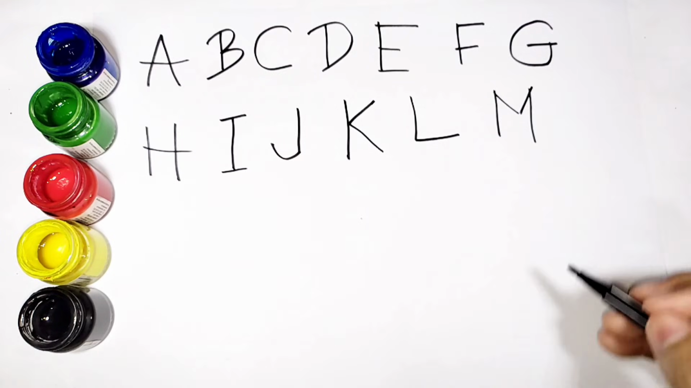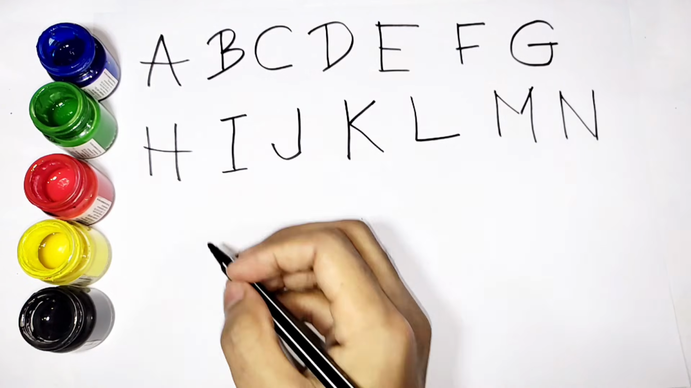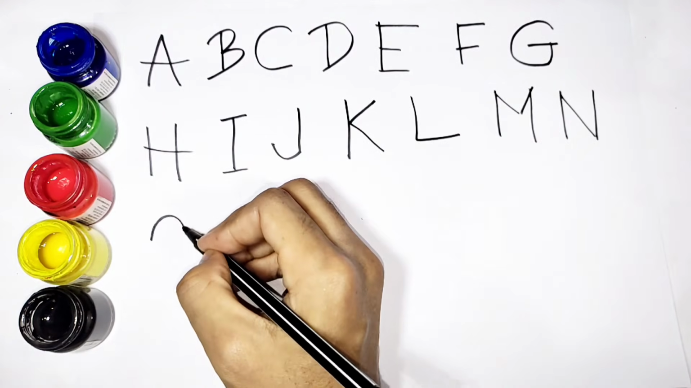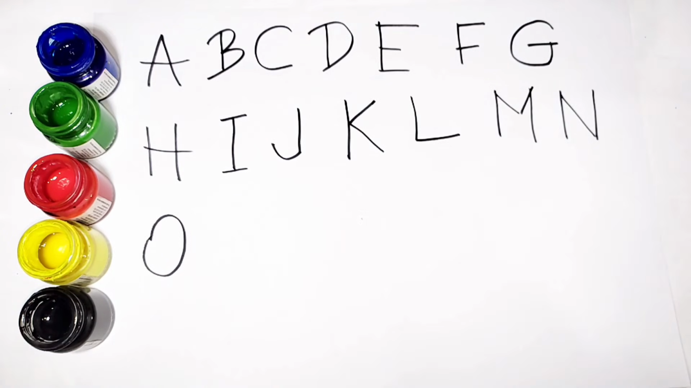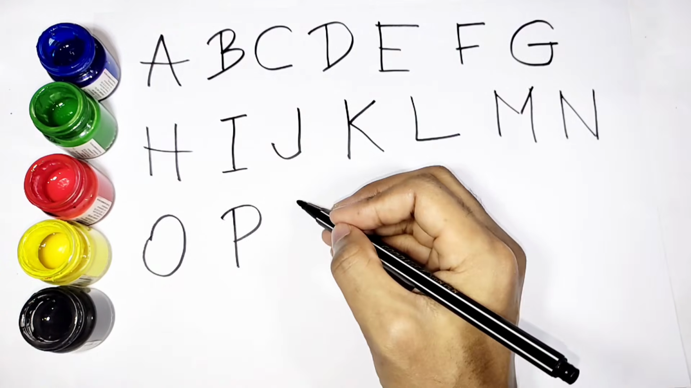M for moon, M for mango. And the next one is N. N for nose, N for nest. The next one is O. O for orange. P for parrot.